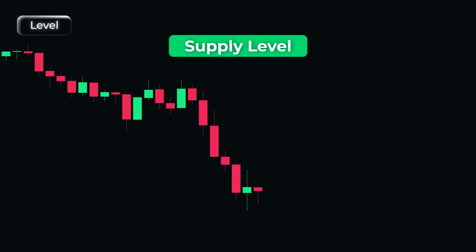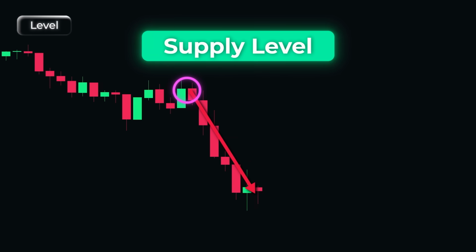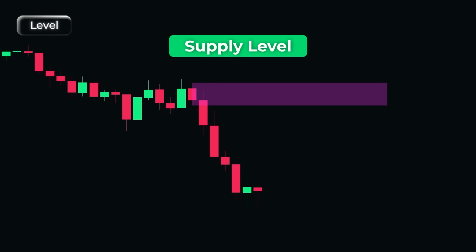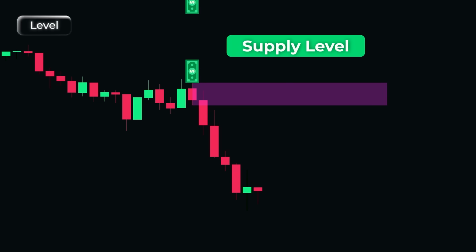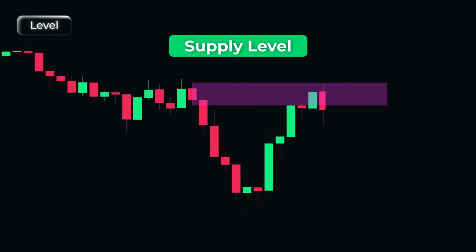To find one, you wait for a moment where price forms a sharp downward move, and the area before the sharp move happens is what we call a supply level, which you can mark with a rectangle. Because this area represents aggressive selling that previously took place, it means the next time price steps into that supply level, we can expect sellers to push the price back down again. So that's the logic behind supply and demand levels.